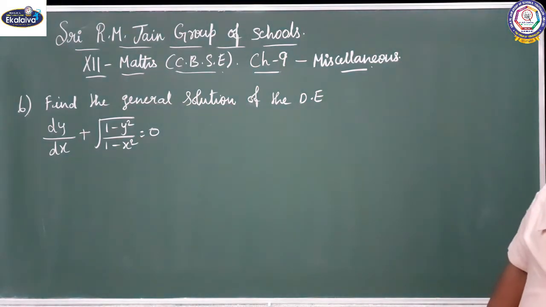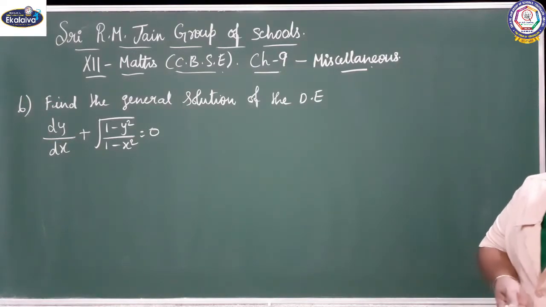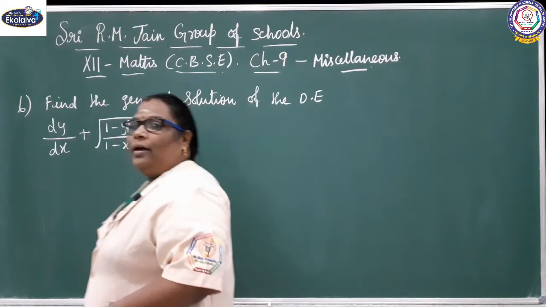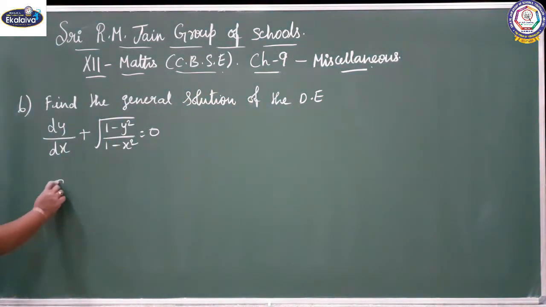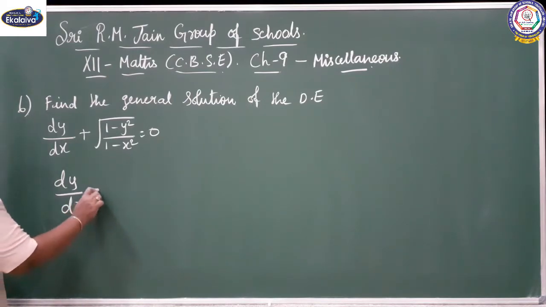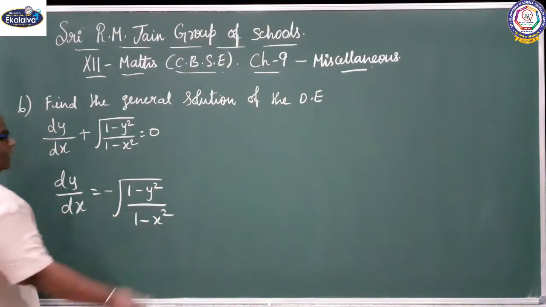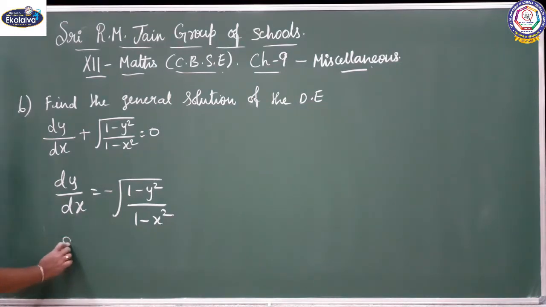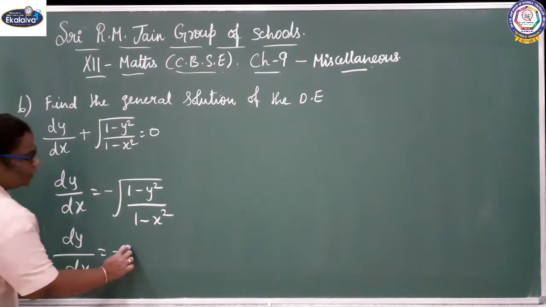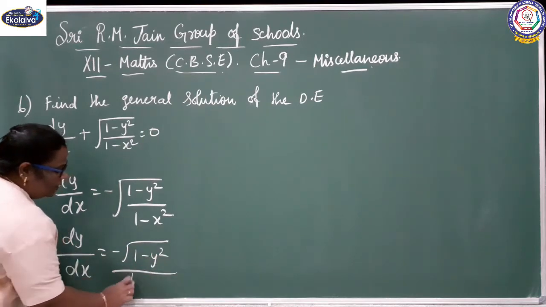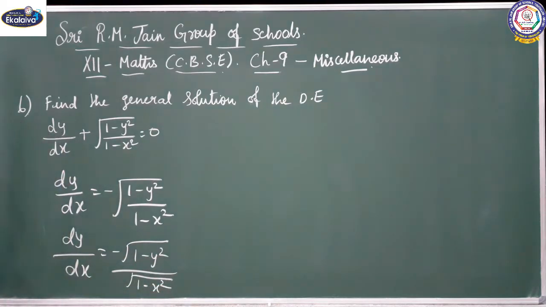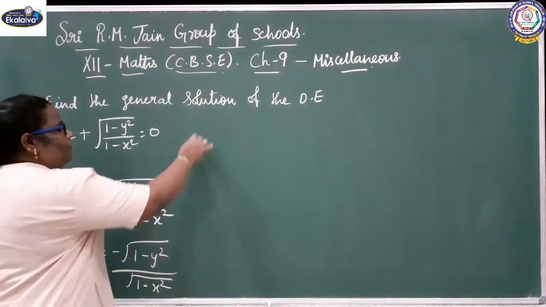See, this is 12th standard maths CBSE chapter 9 miscellaneous exercise 6th sum. Find the general solution of the given differential equation. Given differential equation dy by dx equal to minus root of 1 minus y square by 1 minus x square. So dy by dx equal to minus root of 1 minus y square by root of 1 minus x square, by variable separable method.